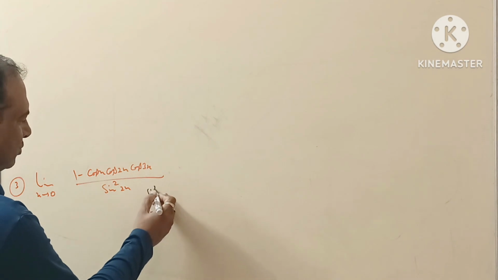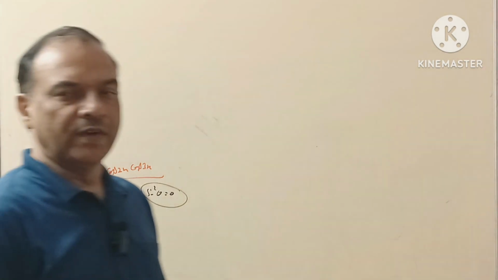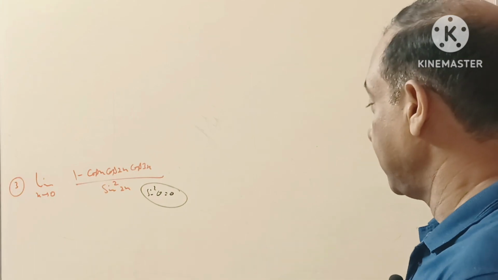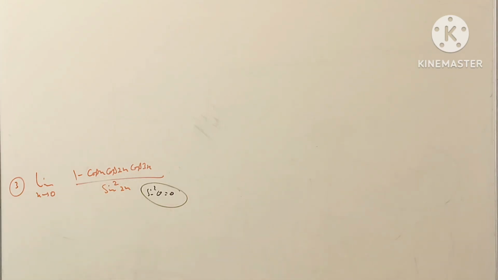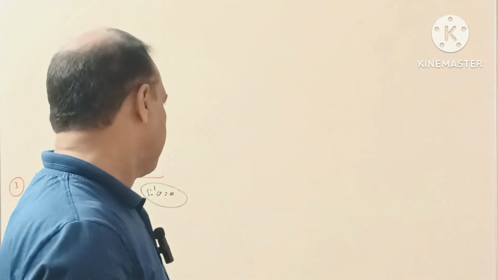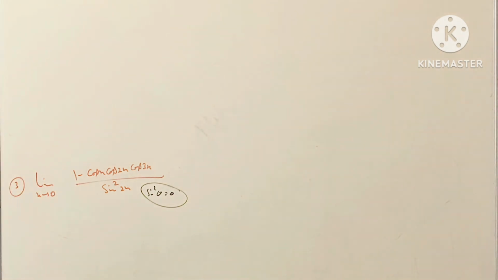Now, if you put x equal to 0 in the denominator, it will give you sine square 0, which is equal to 0. This means the denominator becomes 0 when you apply the limit. In this case you can't solve it directly, and you have to apply the L'Hospital rule. What it means is you have to differentiate the numerator and the denominator individually.